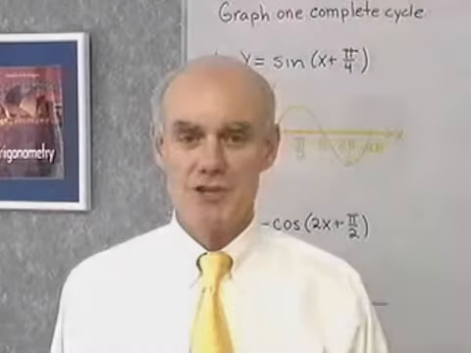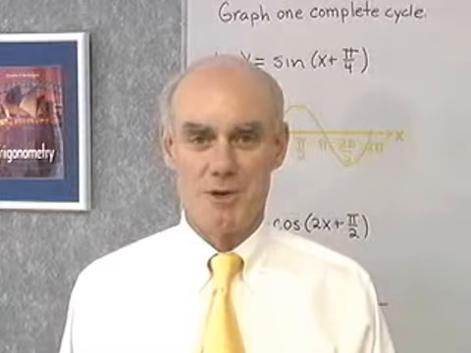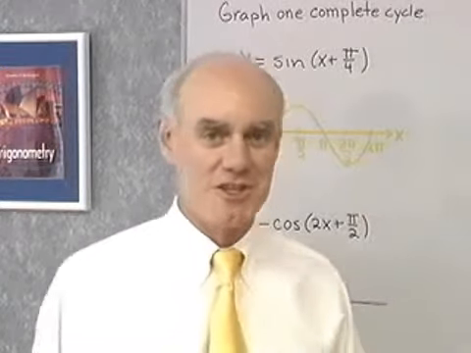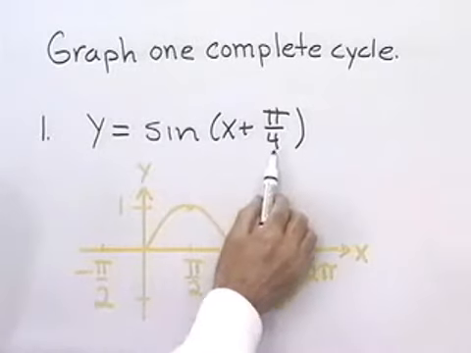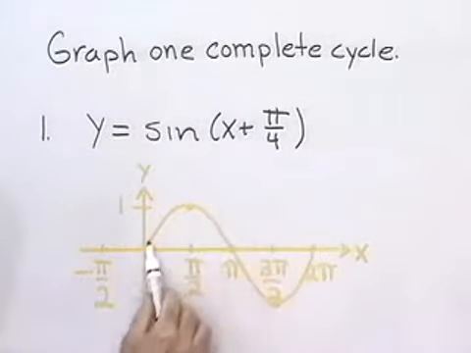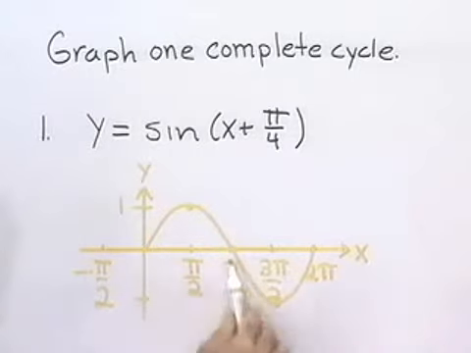We want to add phase shift to the properties of the graphs of our trigonometric functions. Let's look at our first example. We want to graph y equals the sine of x plus pi over 4. I've written down here the graph of y equals sine x, so we can compare this curve right here with the graph of y equals sine of x plus pi over 4.